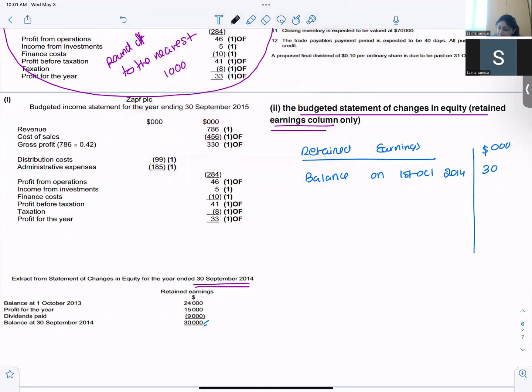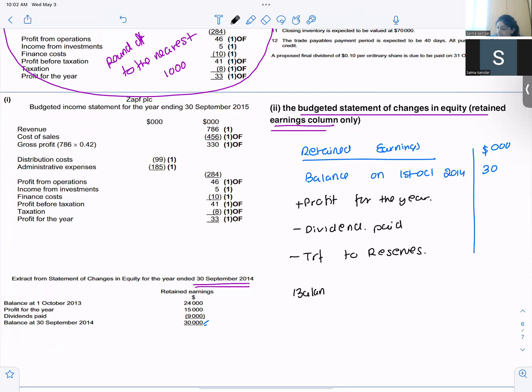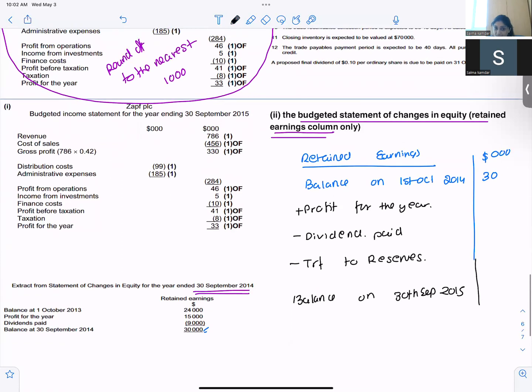From this, you add the profit for the year. You will minus all your dividends that are paid, interim dividend or final dividend. If there is any transfer to reserves, you will minus from the retained earnings. And you will get the balance on the last date. So balance on 30th September 2015, you will get that. You've already calculated the profit for the year. The profit for the year is 33.